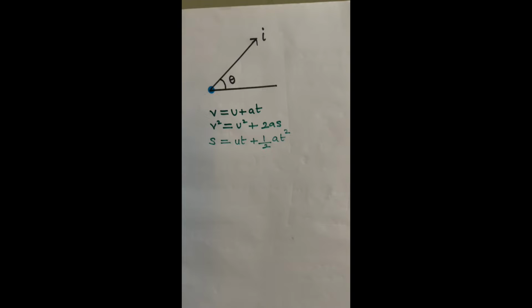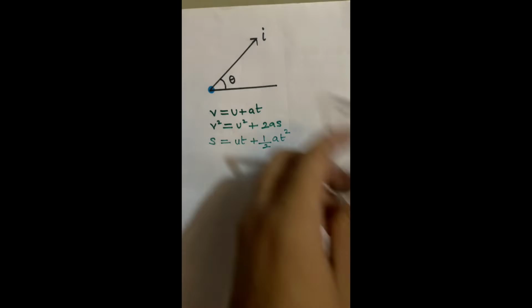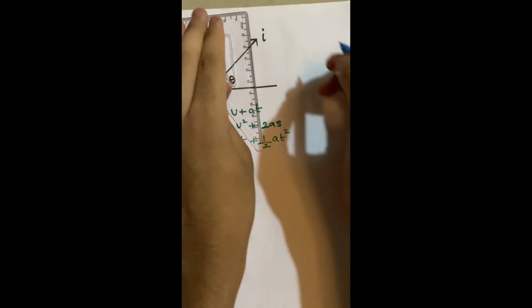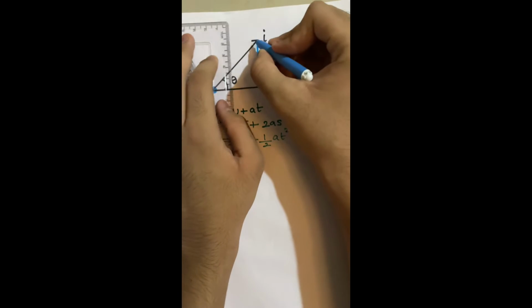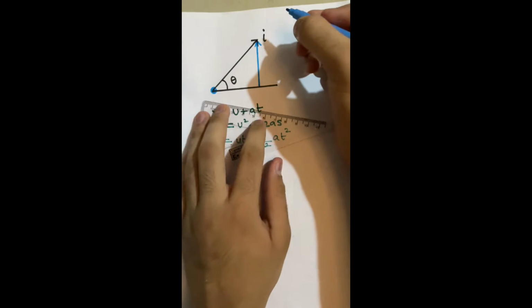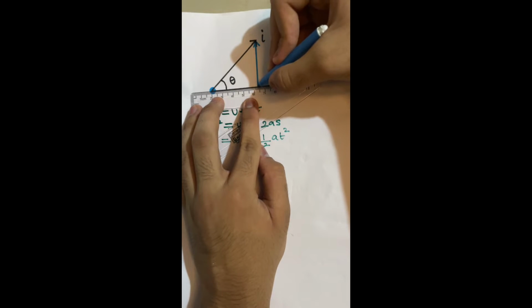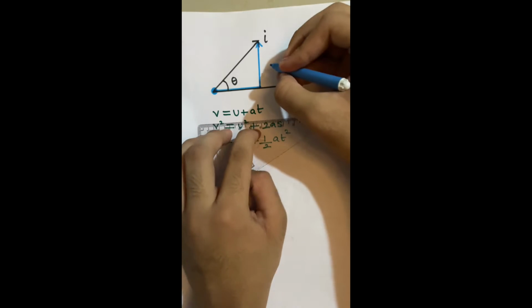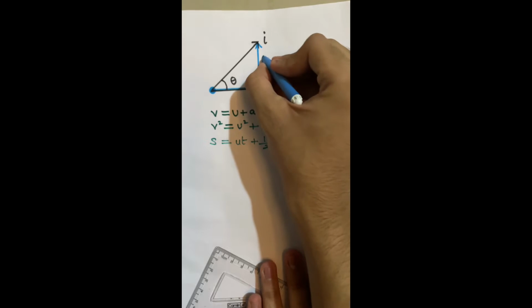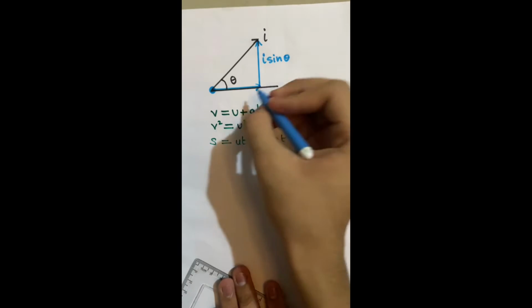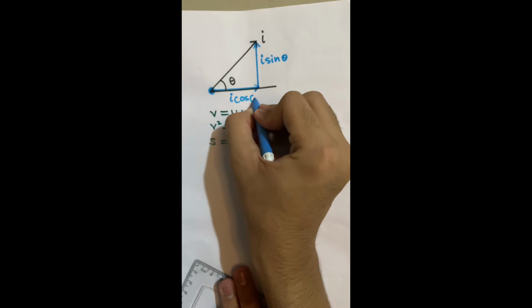Now, here we have an object being thrown at an initial velocity I and an angle theta with the ground or horizontal. We can break this vector down into its vertical and its horizontal components. The value of these components will be I sine of theta and I cosine theta.